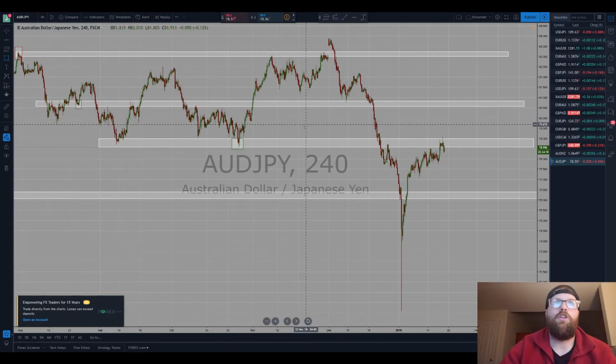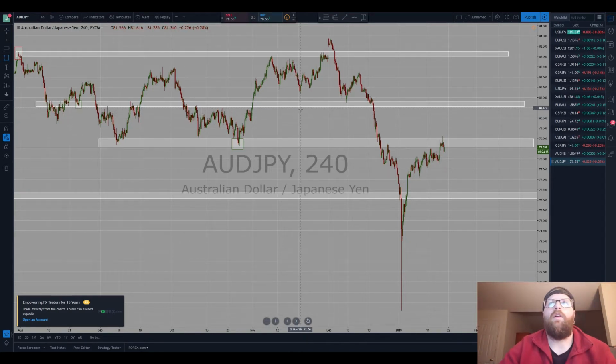pair that moves really fast, like GJ or any GBP pair, your zones will be a little bit larger because the candlesticks represent more pips, right? They're more liquid pairs, and so when the liquidity rate is higher, the candlesticks are worth more pips, and therefore your zones are going to be worth more pips as well. But on AJ, we can look and see that this zone is worth 44.5 pips. This zone down here is worth 35 pips.